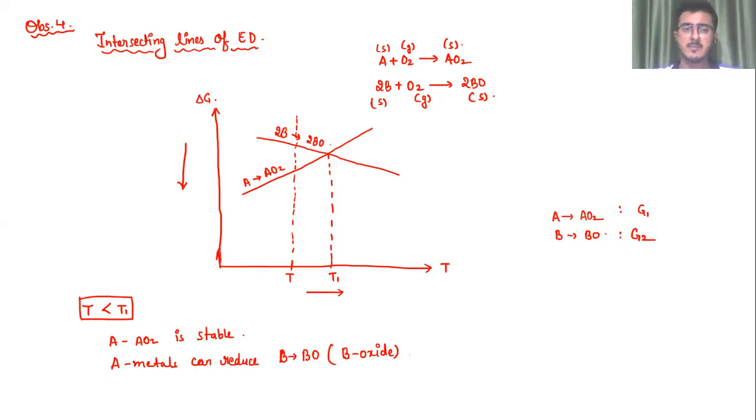Similarly, if your temperature is equal to T1, then definitely your AO2 and BO both are in equilibrium, right? If both of them are in equilibrium, then you cannot say whether the reaction will be going in the forward or the backward direction. Whether AO2 will appear next or BO will appear next, you cannot determine that.